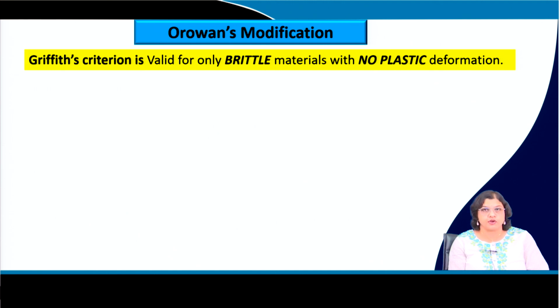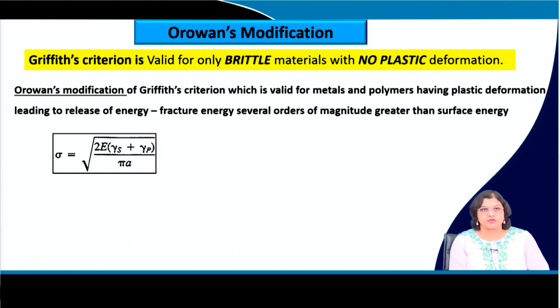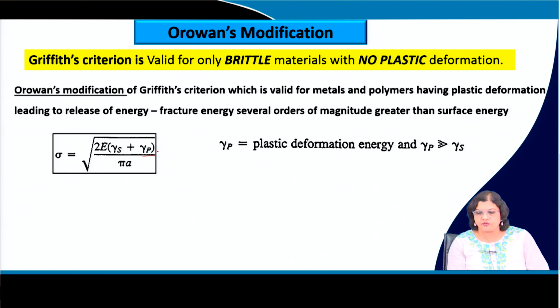Griffith criterion has been modified to suit the need for a large number of different categories of materials. So, Orowan has particularly modified Griffith criterion, taking care of materials such as polymers or metals which have a significant amount of plastic deformation prior to failure. For such cases the fracture energy is several orders of magnitude greater than the surface energy. That is what has been realized, and Griffith criterion has been modified by adding the term gamma p, where gamma p is nothing but the plastic deformation energy.